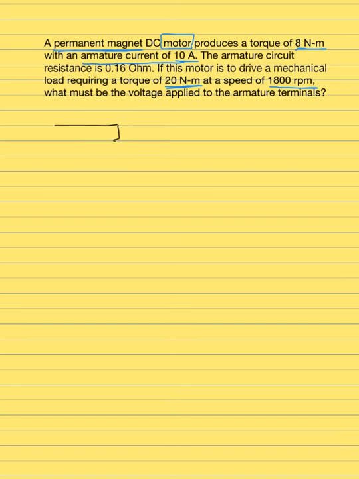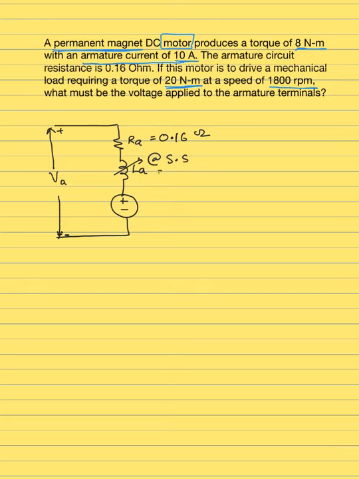I'm going to draw the armature resistance, the armature inductance, and the induced voltage. And here are the external armature terminals. Here is the voltage VA, called the armature terminal voltage. This is the resistance RA, which is given to us as 0.16 ohms, and this is LA, and under steady state conditions its value is considered 0, so it's a short circuit. And this is the armature induced voltage E, and that's VA.